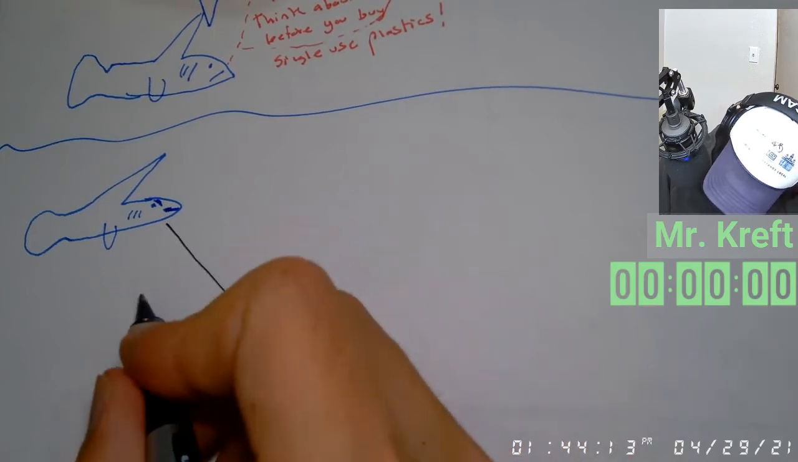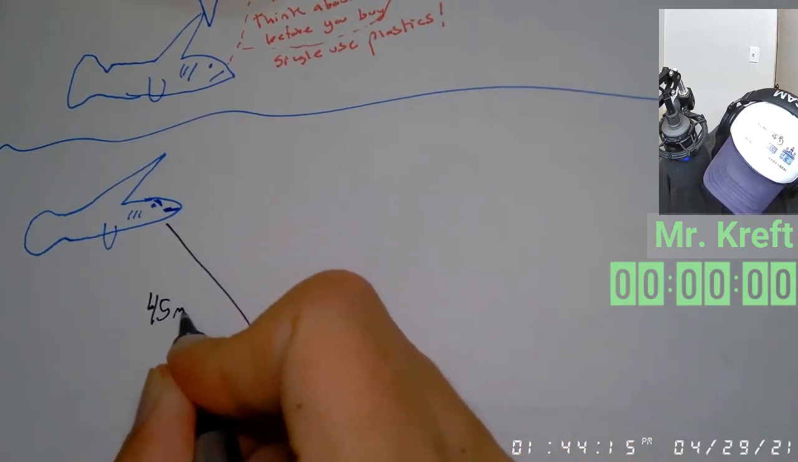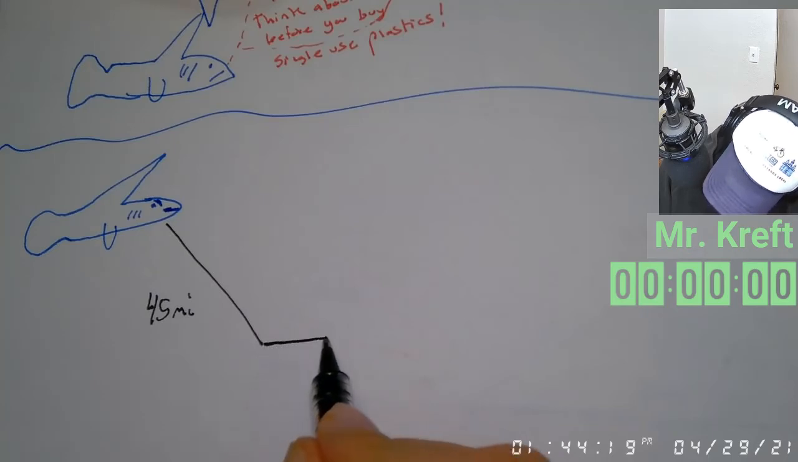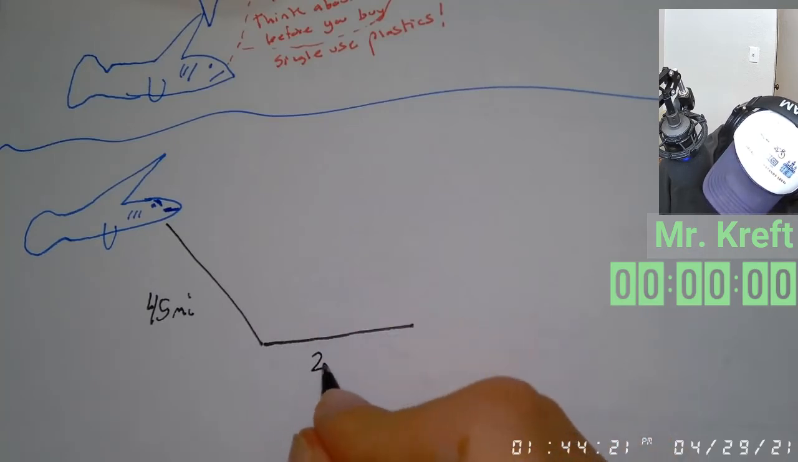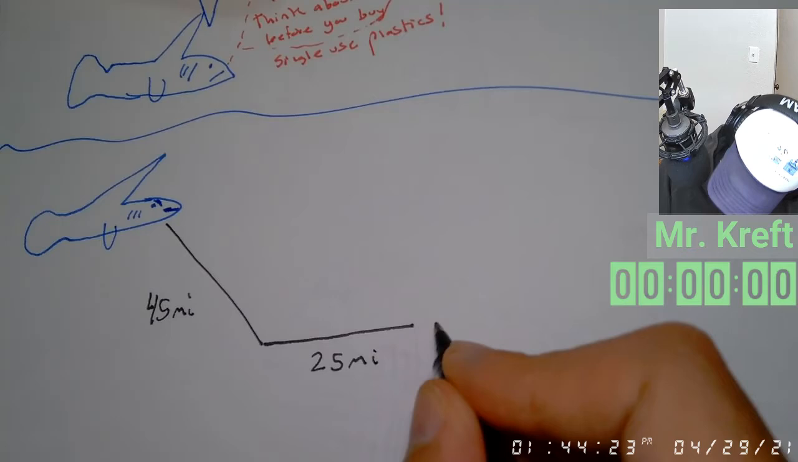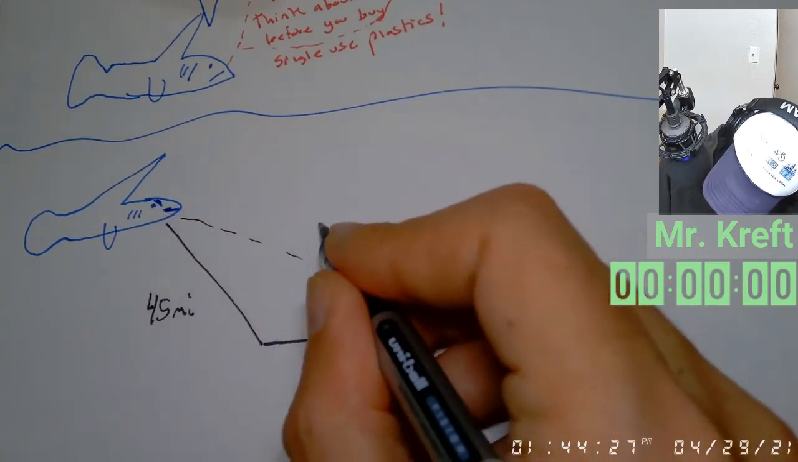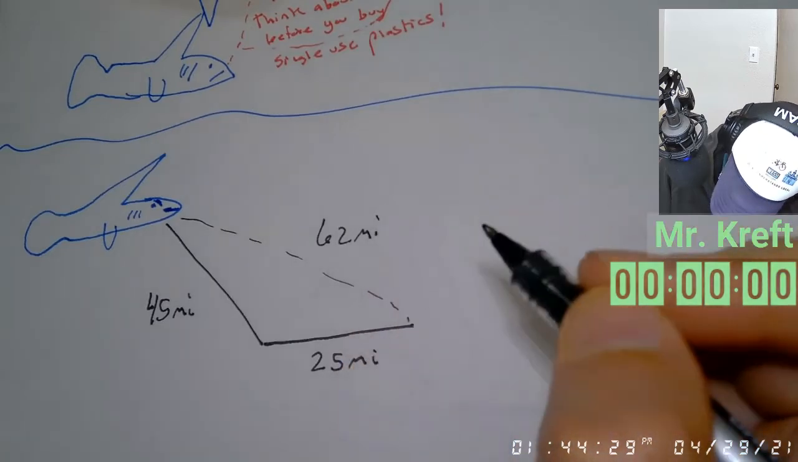Okay, let's do another one. So let's say he travels this way for 45 miles. This is where you might want to start taking into account the curvature of the Earth. And then goes 25 miles. And then a total of 62 miles.